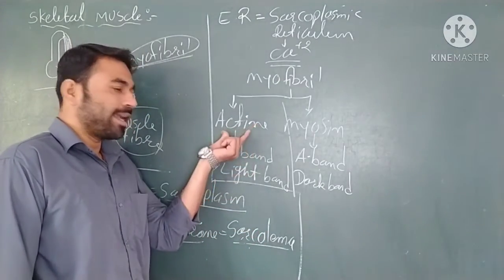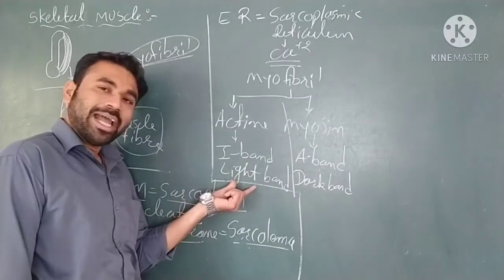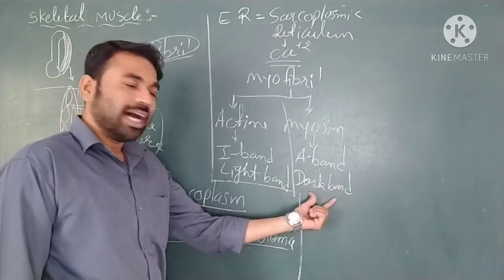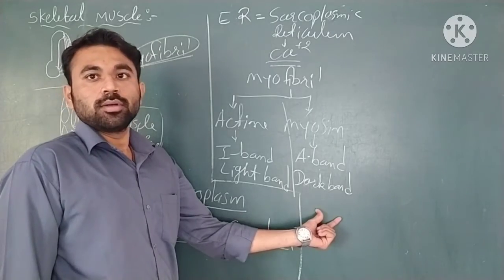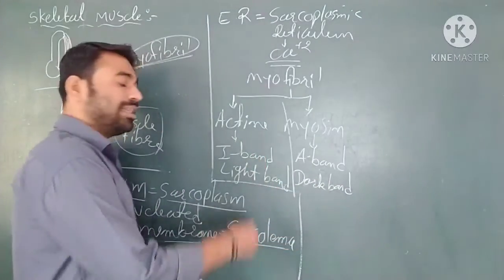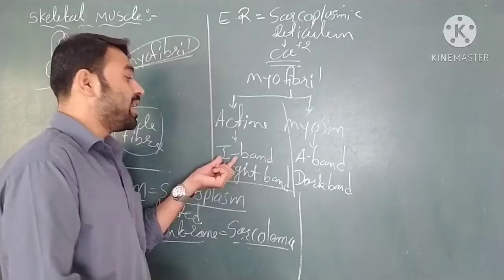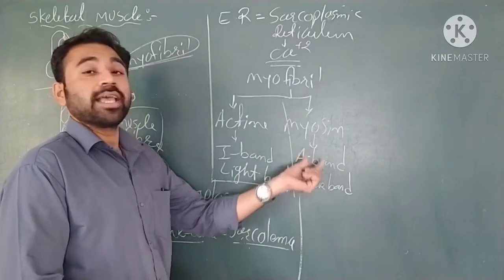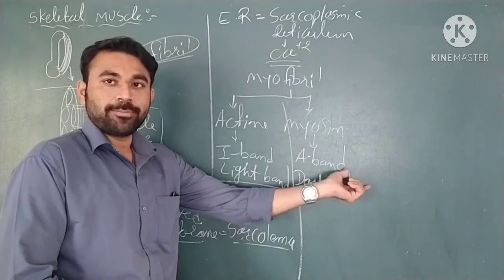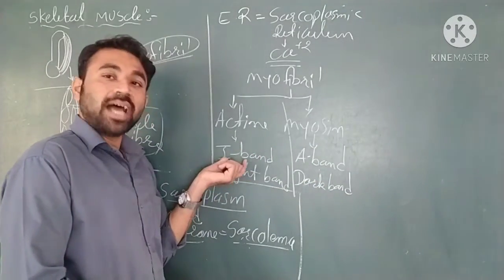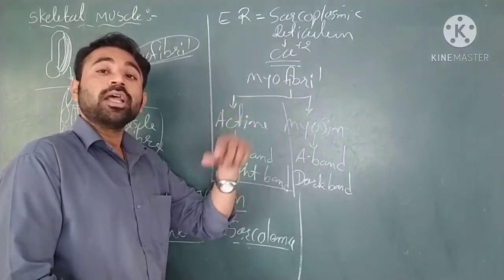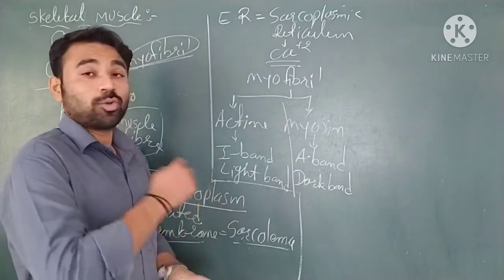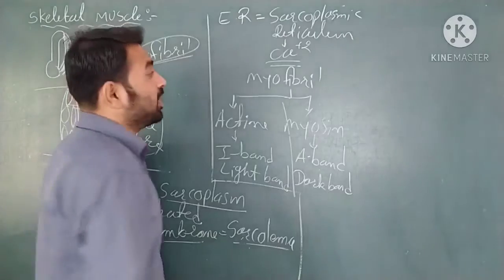Okay, so one is actin, which is I band, light or thin. Myosin is A band, dark and thick band. Clear? Now the another name of I band is isotropic band, and A is anisotropic band. So I is known as isotropic and A is known as anisotropic band. So there are two types of band, or you can say protein fiber.